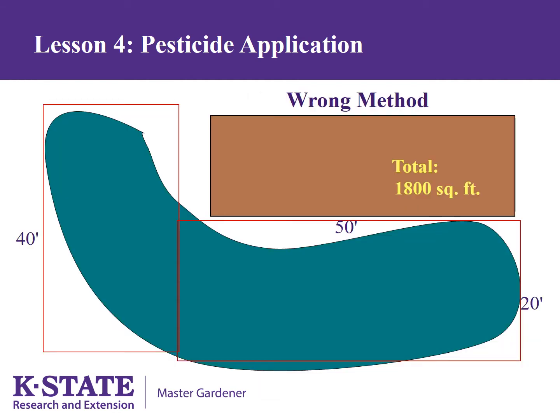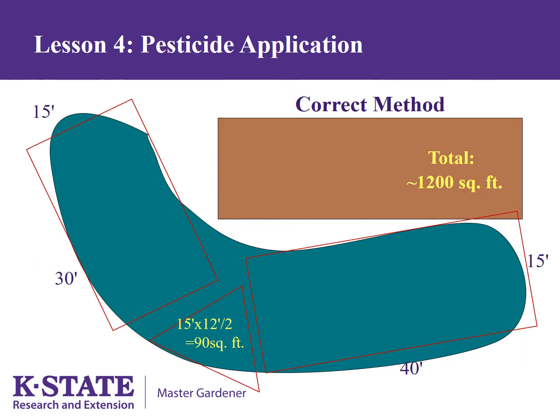When determining area, it is important to calculate it as closely as possible to the actual size, or you may end up applying either too little or too much of a product. In this case, it is estimated the area is 1,800 square feet. If you use the correct method and draw shapes that are closer to the actual size, then you would have actually had an area of 1,200 square feet.